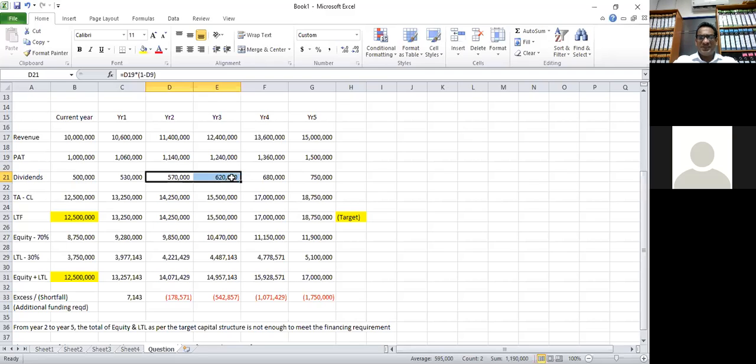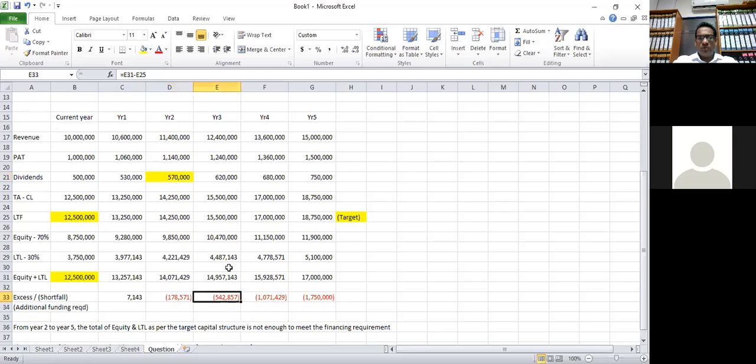They can hold back the dividends. See, in year 2 dividends 570,000, year 3 dividends 620,000. If they don't pay dividend, that will get added to equity. If this is added to equity, then long-term liabilities will also increase. So if they don't pay a dividend in year 2 and year 3, they can cover the shortfalls. Can they do the same thing in year 4 and year 5? They can't.